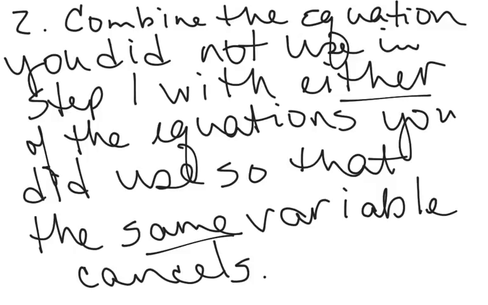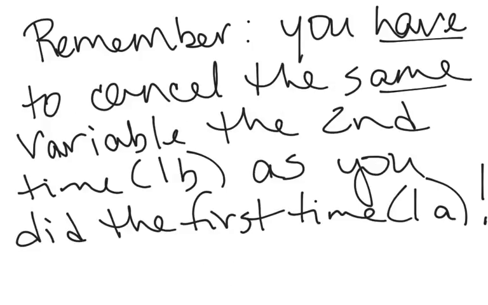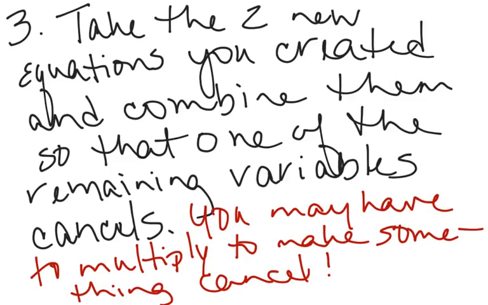The key thing here is that you have to combine them and cancel the same variable as what you canceled the first time. So if in box 1A you canceled x, you got to cancel x again here. Either equation from the first one and the other equation that you haven't used, cancel the same variable. Remember, you have to cancel the same variable the second time, box 1B, as you did the first time, box 1A.